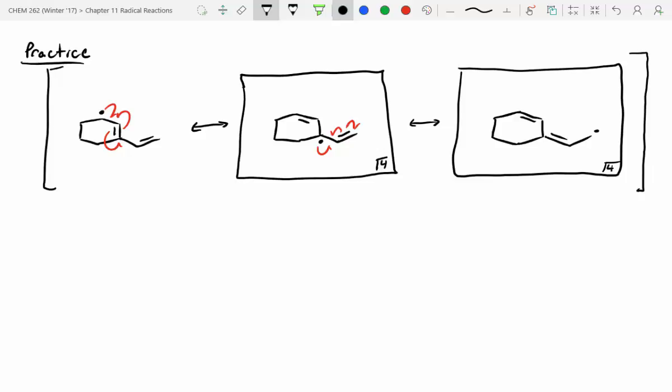Be very, very careful when you're drawing these. It's easy to forget hydrogens or to violate arrow pushing rules. So try to just take a little bit of extra time while you're practicing these. Are there any questions on resonance?